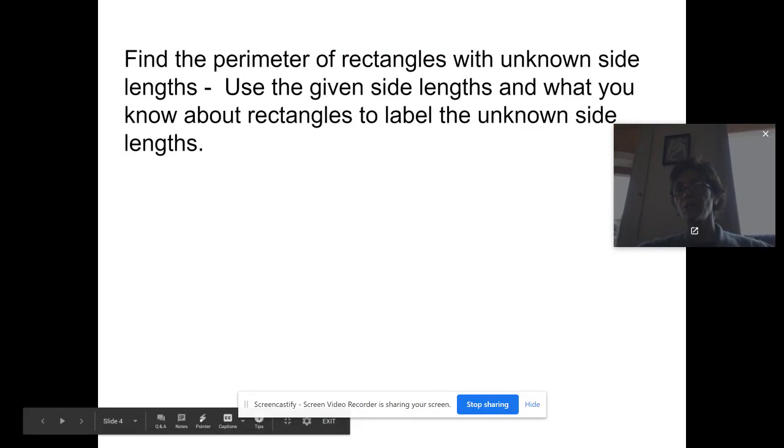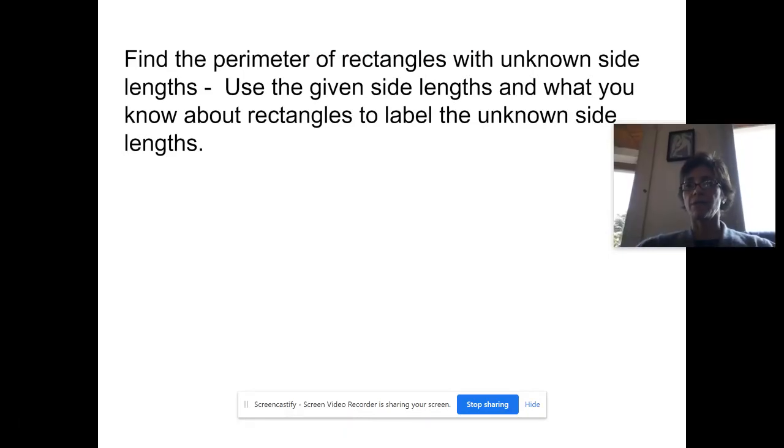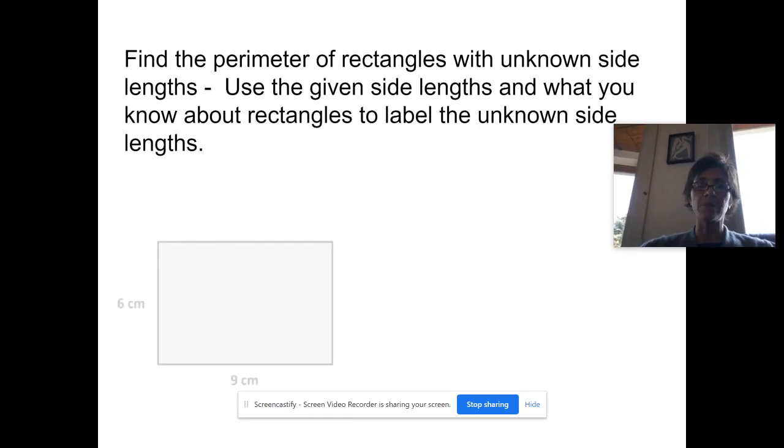Here's another problem that you can try and then we can check it together. So pause the video, try this. Look at the problem before you pause the video. We have a rectangle and we know the two side lengths of this rectangle. The short side is 6 centimeters, the long side is 9 centimeters. Can we find the perimeter of this rectangle? Pause the video, try it out.